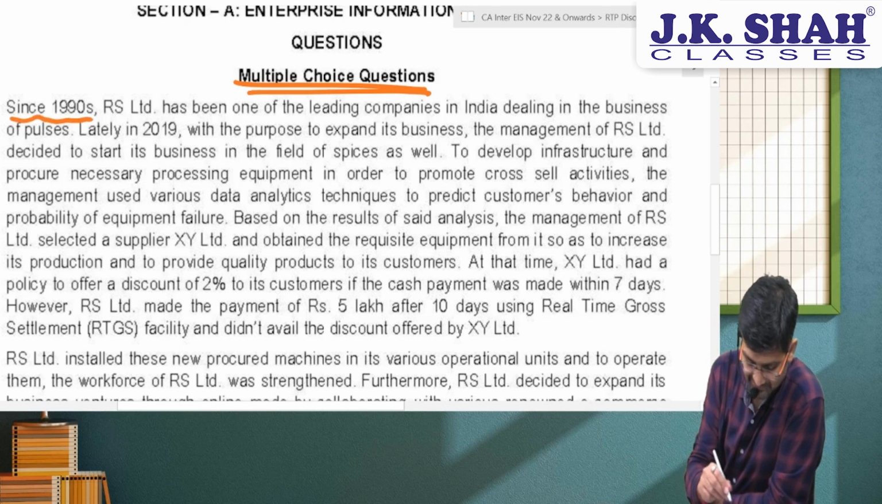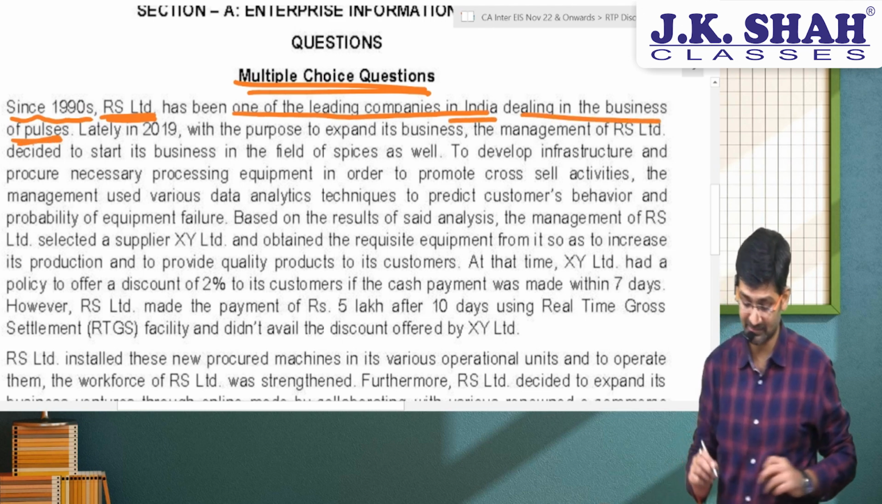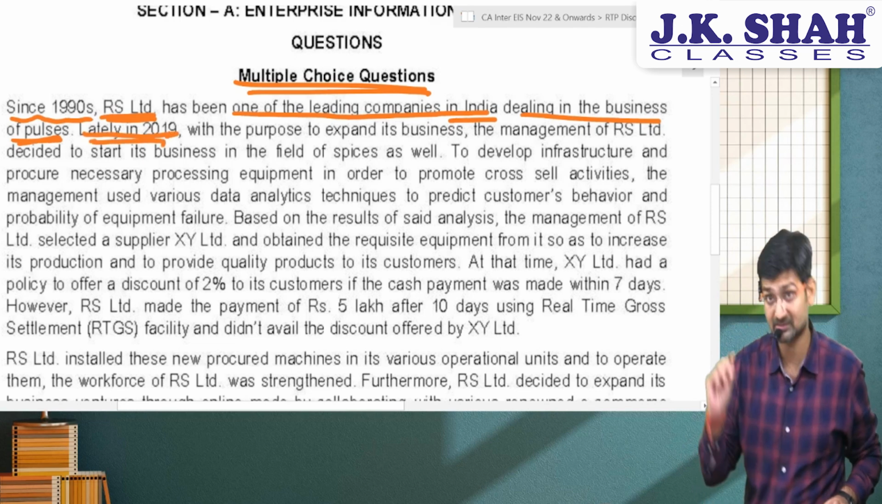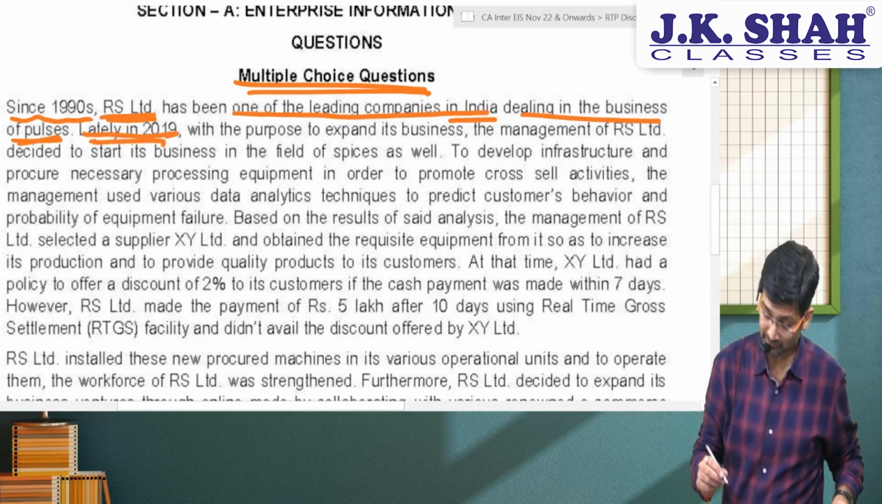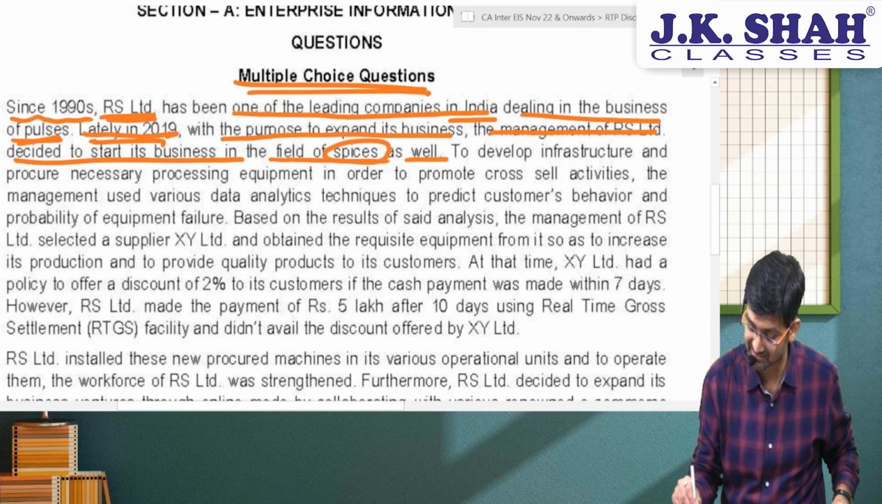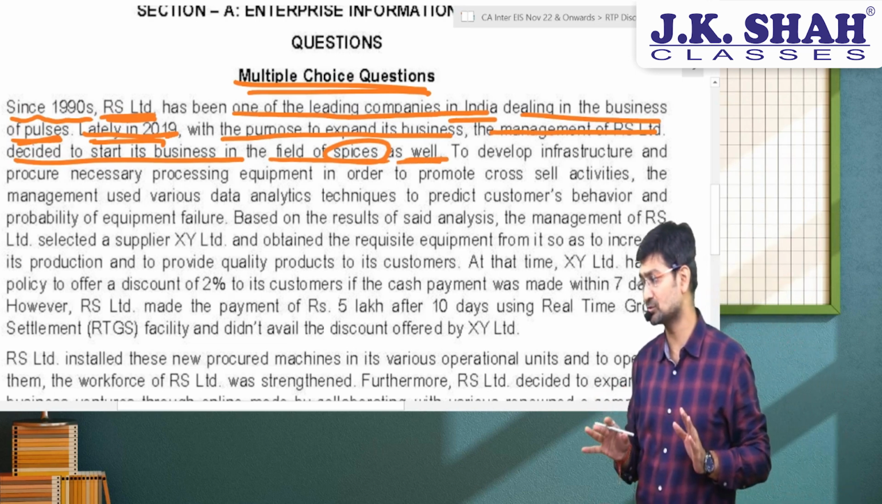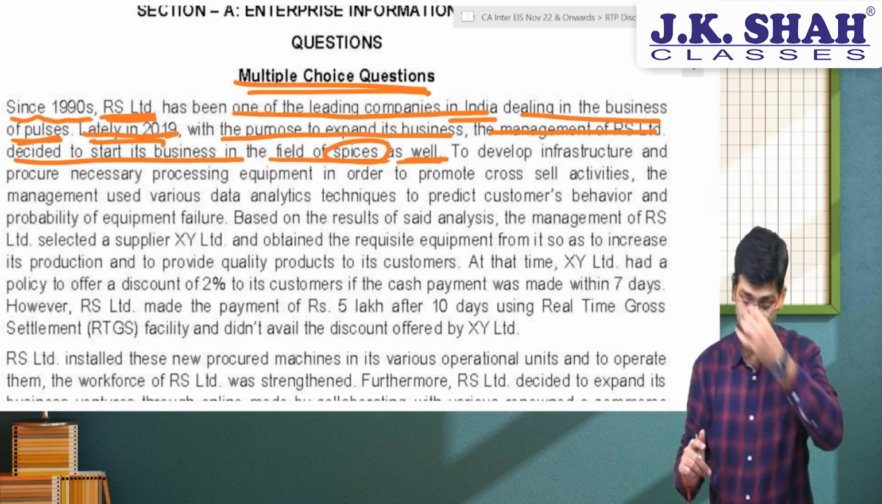Since the 1990s, RS Limited has been one of the leading companies in India dealing in the business of pulses. Lately, in 2019, with the purpose to expand its business, the management of RS Limited decided to start its business in the field of spices as well. So they have been dealing in pulses, and they're diversifying, entering into the business of spices.